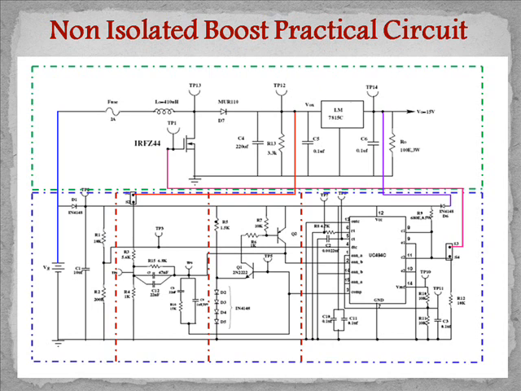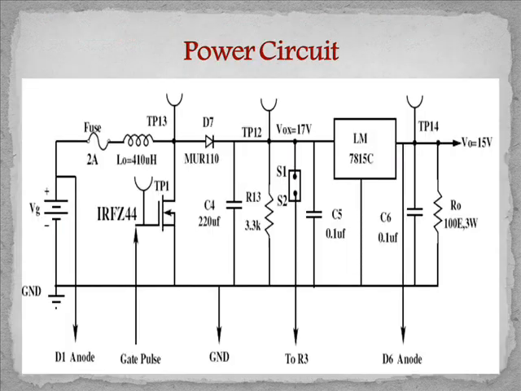Coming to the practical circuit of a non-isolated boost converter, the circuit consists of five different parts: first a power circuit, second a startup circuit, third a feedback circuit, fourth a maximum pulse width circuit, and fifth an IC controller circuit. Power circuit: the input voltage range given to the power circuit is between 8 volts and 12 volts. The circuit consists of a fuse of rating 2 amperes, an inductor, a MOSFET, a diode, and an output capacitor.